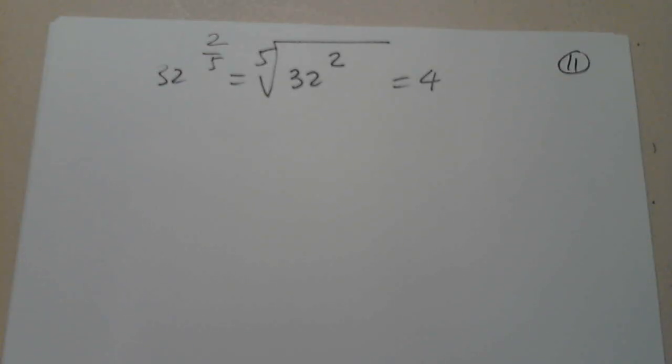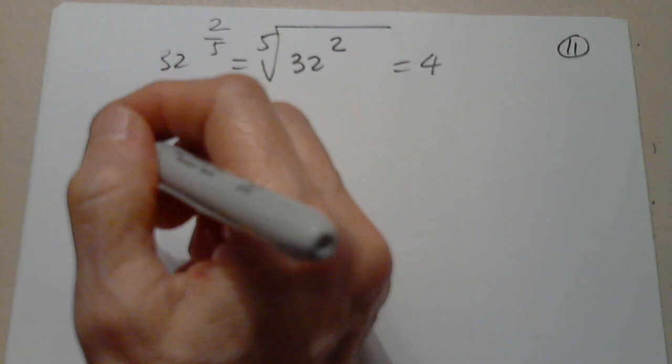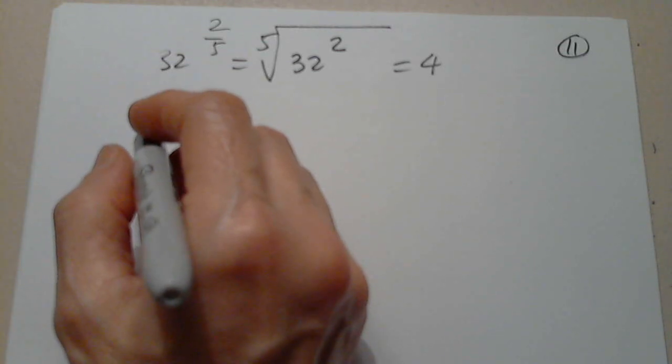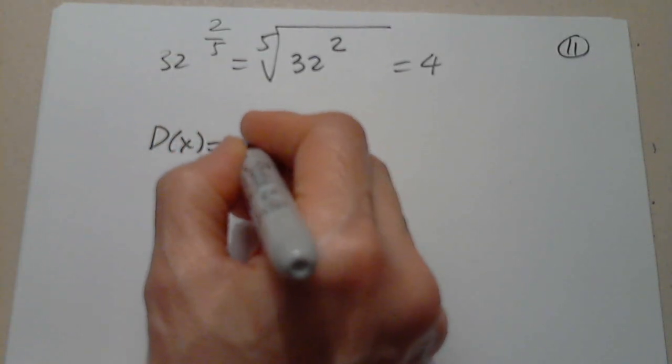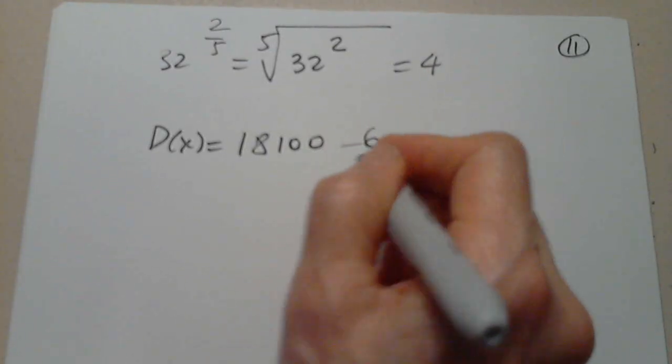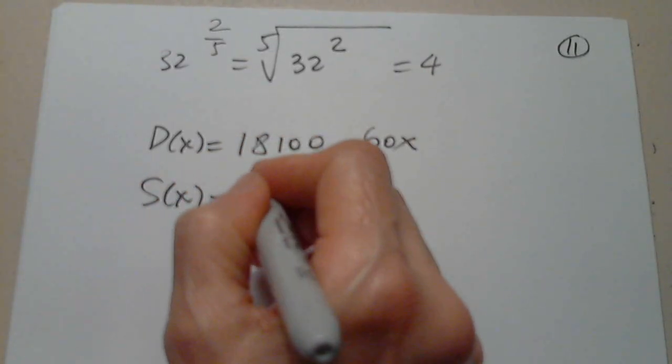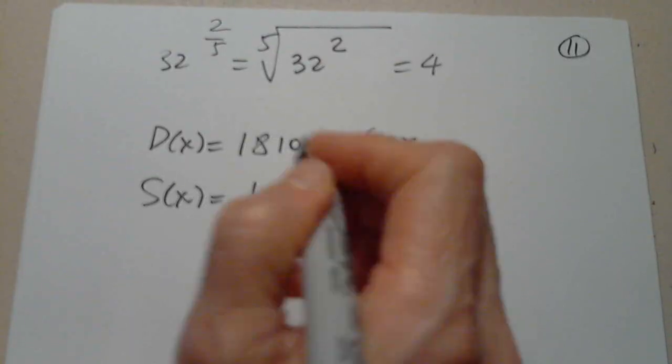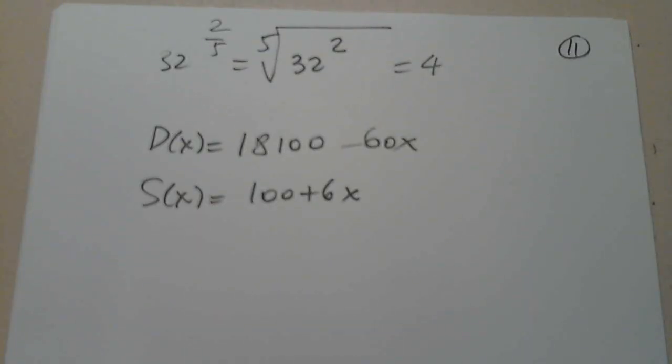23. So here we are given a demand function and a supply function. The demand is 18,100 minus 60x, and the supply function is 100 plus 6x, and they're asking us to find the equilibrium point.